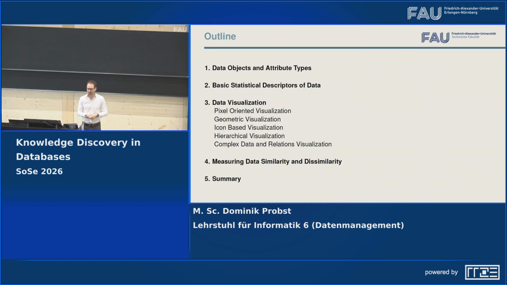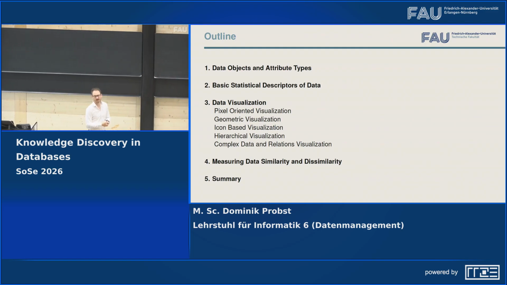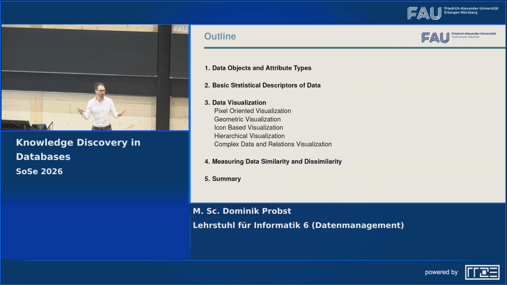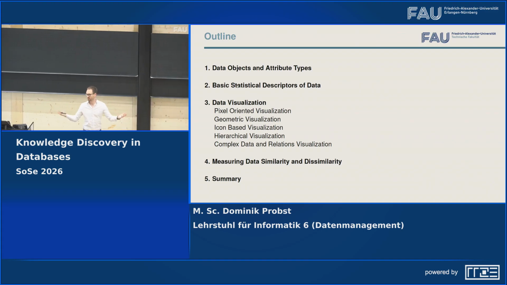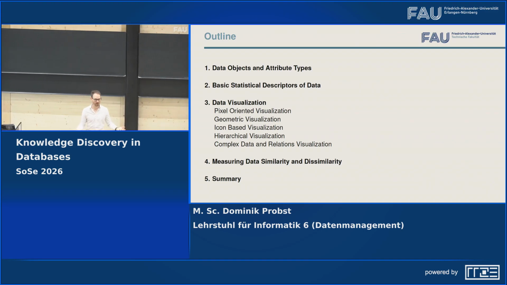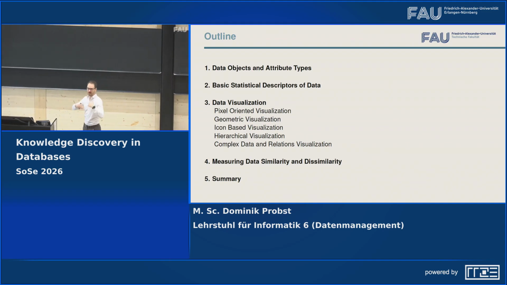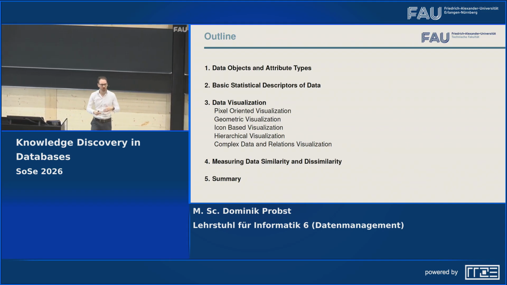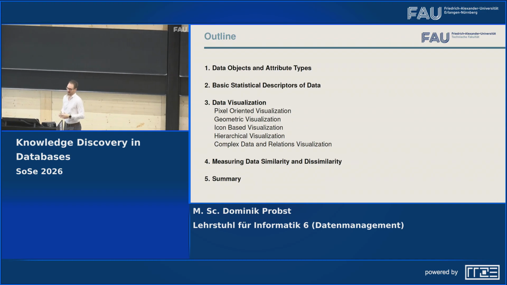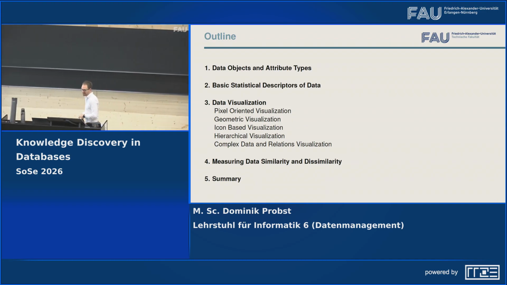So we will start with data objects and attribute types. So how can data look like, especially in a relational sense? We will talk about basic statistical descriptors, for example, a mean, a median, and things like that. These are the things you should already know, hopefully. However, we will get to know them again because there are some slight specializations you might want to know.